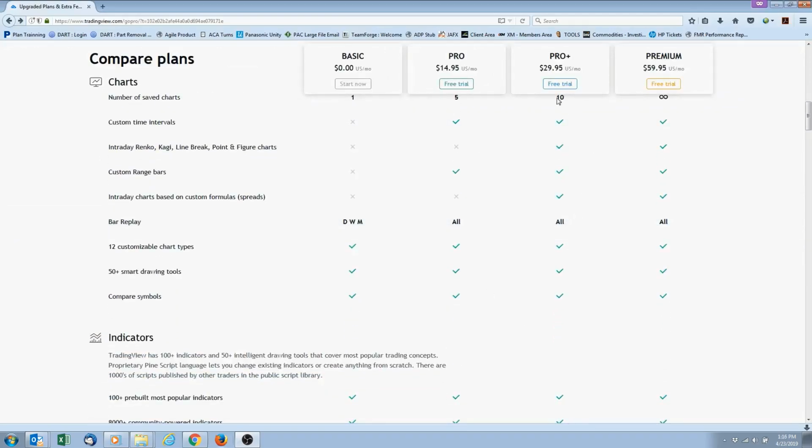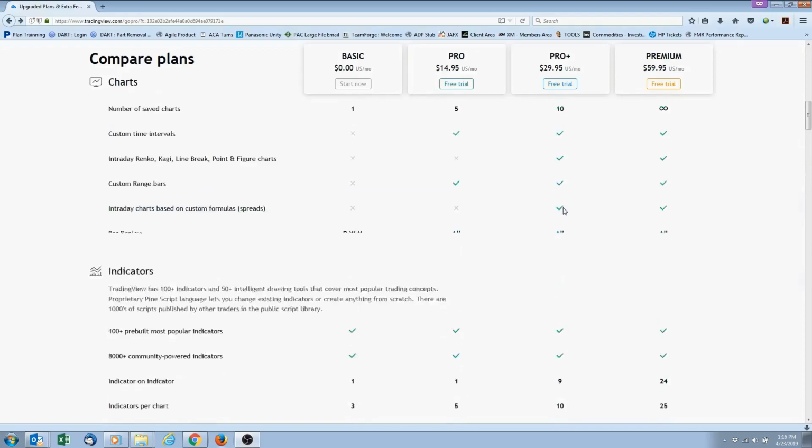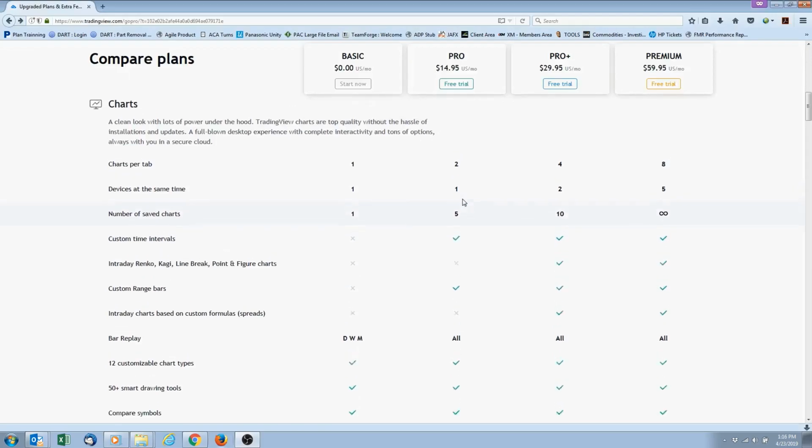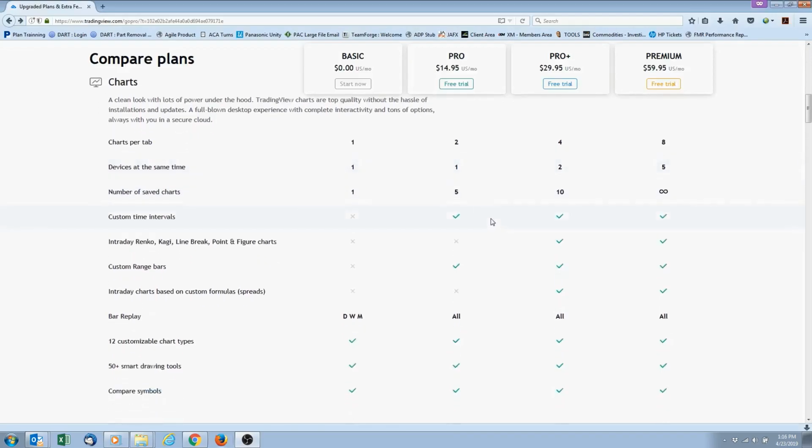Why I say to get either the Pro plan or the Pro Plus plan is for these reasons. Look at the number of saved charts. When you're experimenting and marking up various price charts, you want to be able to save more than one chart. On the basic free plan, you get 1 chart saved. On the Pro, you get 5. On the Pro Plus, you get 10 charts. If you're on a budget, you can just start with this plan here, $14 a month.